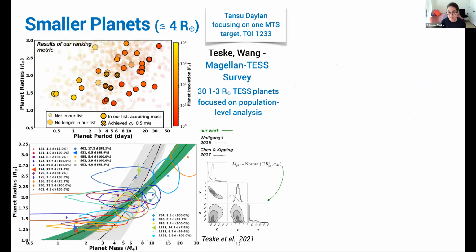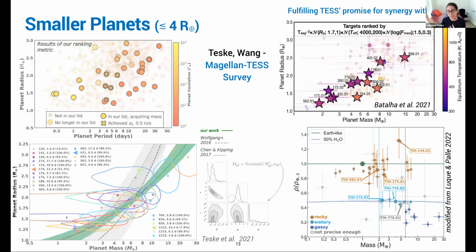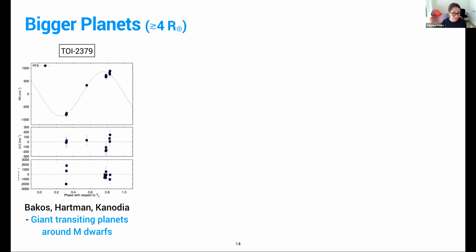But I also wanted to mention Tansu Dalen is focusing on one of those systems. I think it's a 5 or 6 planet system, TOI 1233. And then this is leading, like many of these planets, into JWST synergy. We have a large GO program accepted that will start getting data next year, which is a subset of these MTS targets, the transmission spectroscopy. And I was also really excited to see that many of them are in this potential water world population as well.